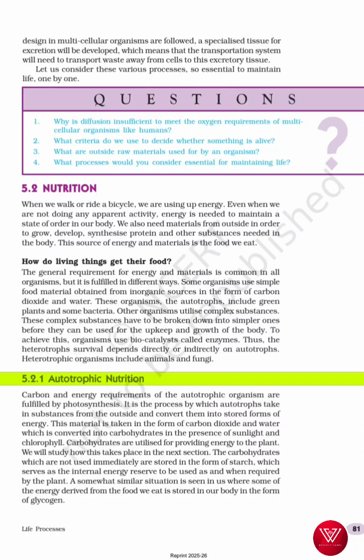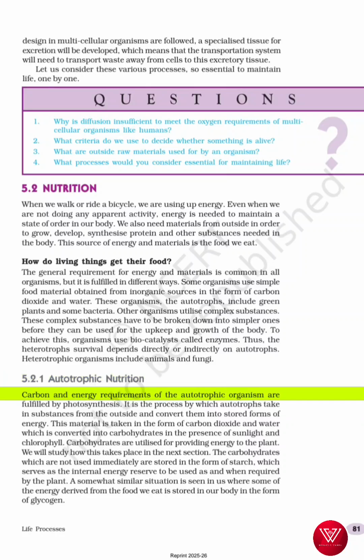5.2.1 Autotrophic Nutrition. Carbon and energy requirements of the autotrophic organism are fulfilled by photosynthesis. It is the process by which autotrophs take in substances from the outside and convert them into stored form of energy. This material is taken in the form of carbon dioxide and water, which is converted into carbohydrates in the presence of sunlight and chlorophyll. Carbohydrates are utilized for providing energy to the plant. We will study how this takes place in the next section.